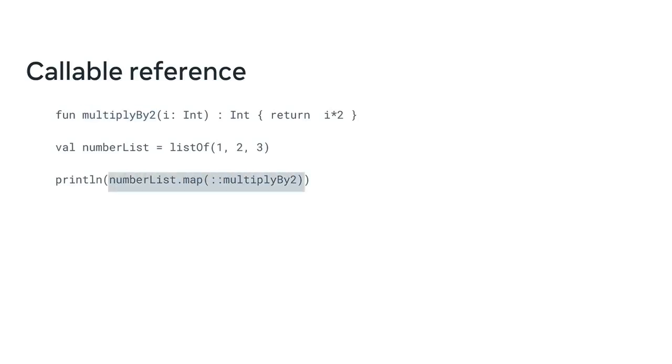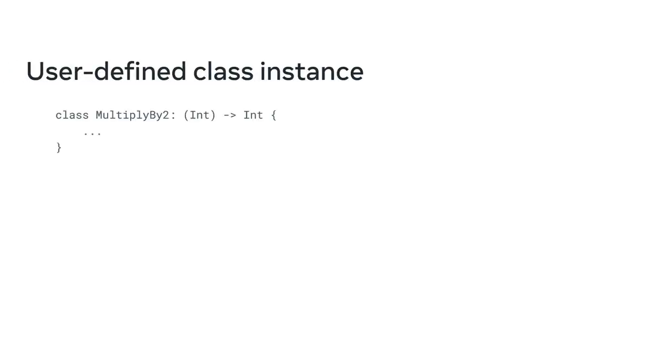For a given list of numbers that you wish to print after multiplying all the elements by 2, you can acquire a function type instance for the function multiplyBy2 as ::multiplyBy2. Alternatively, you can use an instance of a user-defined class that implements a function type as an interface. For example, you can have a class MultiplyBy2 that implements an interface with the function type (Int) -> Int. You can then store the instance of the class as a variable.